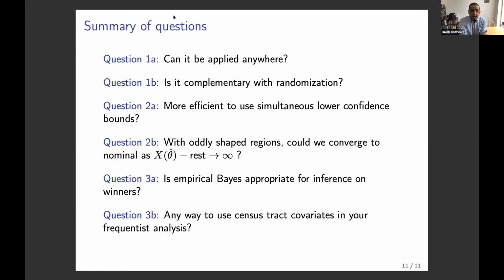On question 3A, is empirical Bayes appropriate for inference on winners? Yeah, again, I think it's a really interesting question, and the way that we had thought about this is starting from the observation that if I were in a fully Bayesian world, right? So I specify my prior on the distribution of tract level effects. And in fact, tract level effects are drawn from that prior distribution, then there is no inference on winners problem, right? So the coverage probability of my credible interval for the winner under that data generating process is precisely the nominal level, again, by iterated expectations.